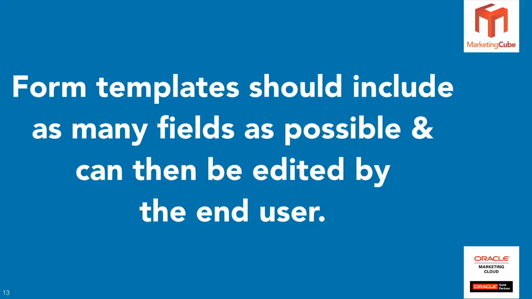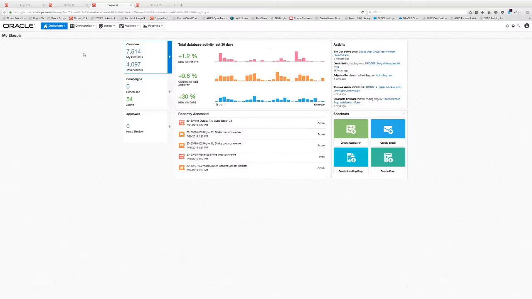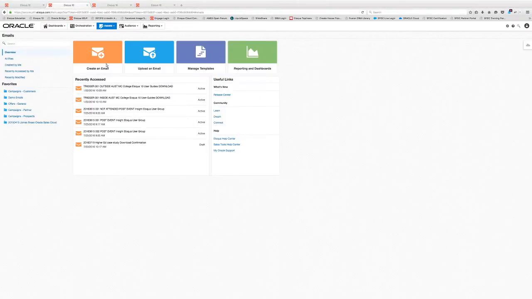So what I want to do now is actually just show you a couple of templates and give you a little bit of an idea as to what's possible. Okay, so templates. Templates, as we said, you can get templates from Campaign Canvas, you can get templates from emails, landing pages, etc. But let's have a look, first of all, at some email templates.